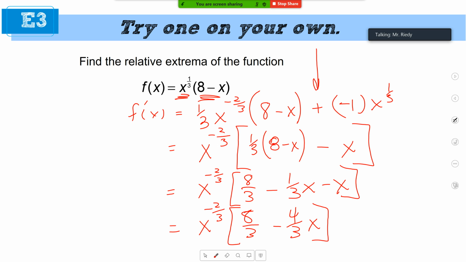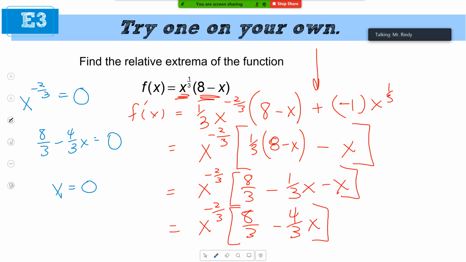I succeeded in taking a sum and turning it into a product. And so, therefore, I'm out of board space here. I'm going to move over here. I have x to the -2/3 equals 0, and I have 8/3 minus 4/3 x equal to 0. And as ugly as that is, it turns out to be two nice answers: x is 0, and x is 2.